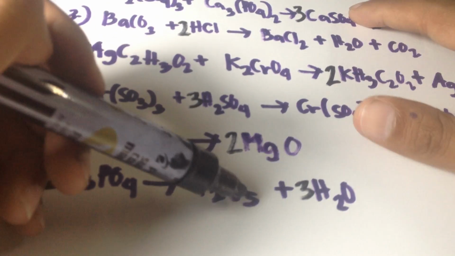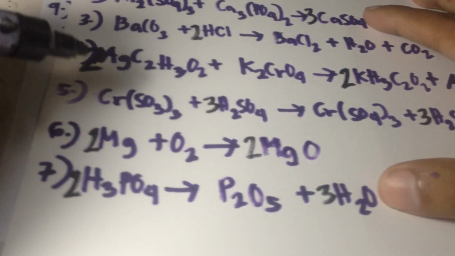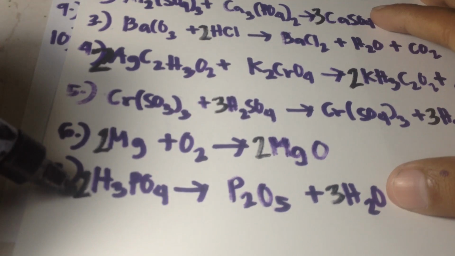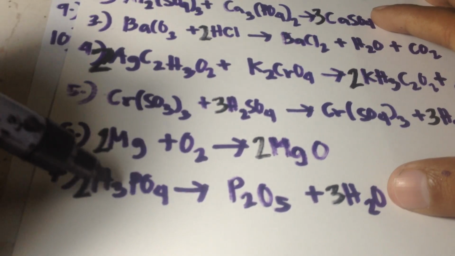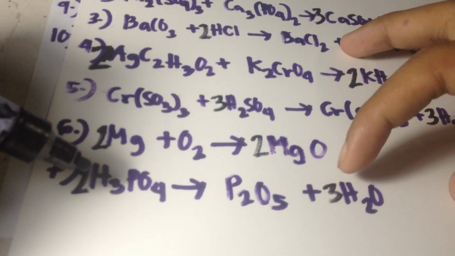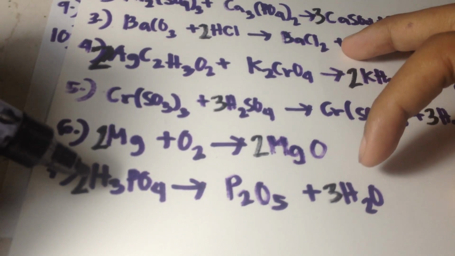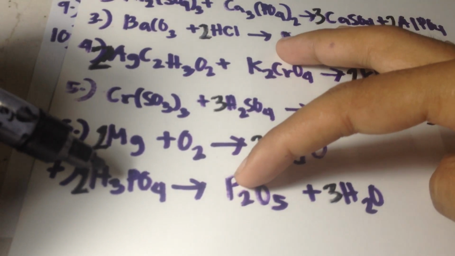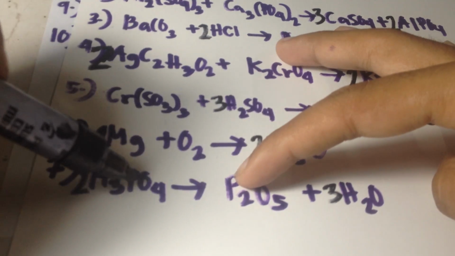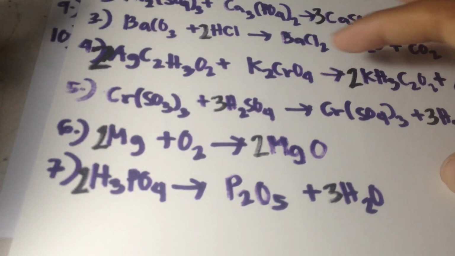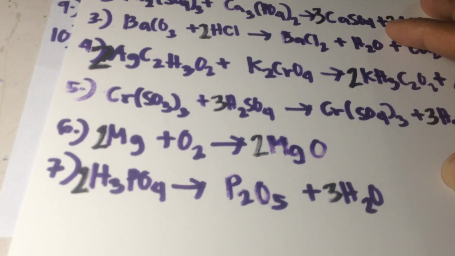So in oxygen, we have 5 plus 3, which is 8, and 4 times 2, which is 8. In hydrogen, 2 times 3 is 6. In hydrogen, 3 times 2 is 6. And phosphorus has 2 subscript. In phosphorus, 2 times 1 is 2. So the reaction is balanced.